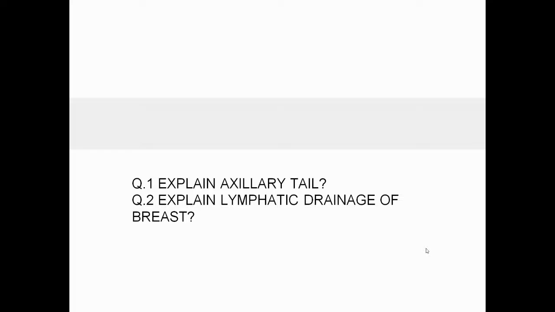You have studied the anatomy of the breast and all the structures of the breast completely, and the neurovascular supply also, and you have studied the lymphatics and lymph nodes of the breast also. Now you have to answer these questions. First, explain the axillary tail. What is the axillary tail and why is it very important? Second, explain the lymphatic drainage of the breast. So you have to write down the answers to all these questions.